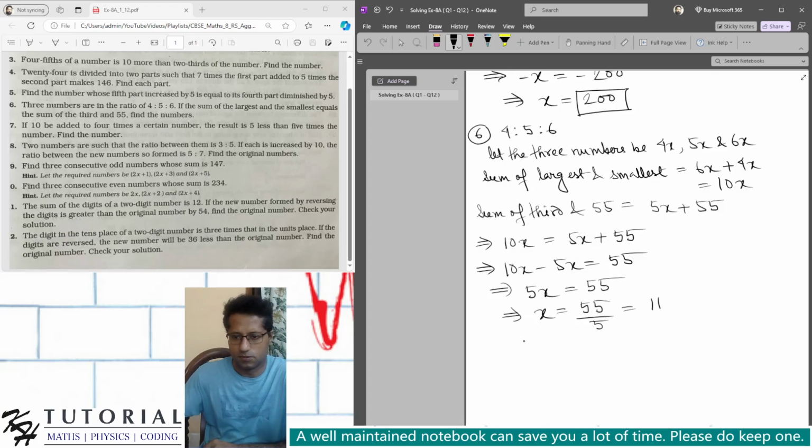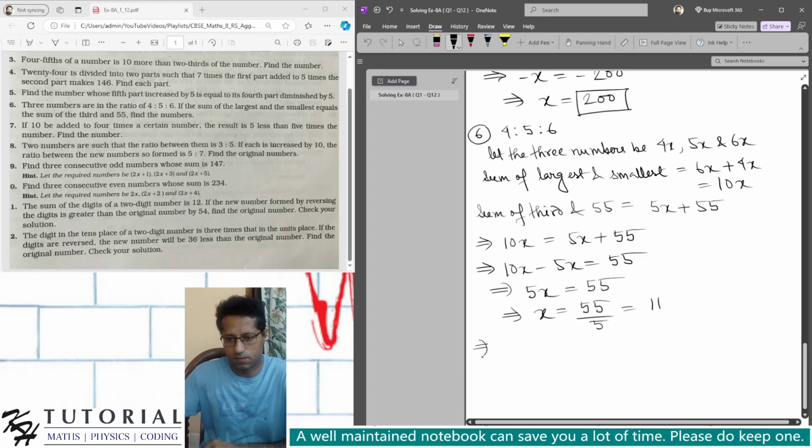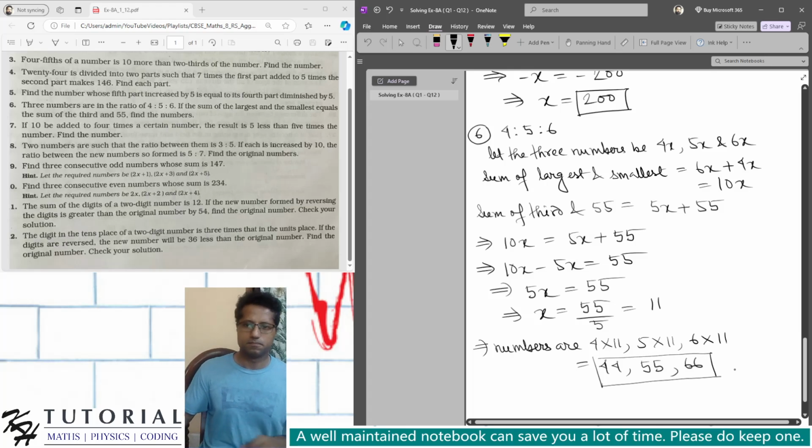Find the numbers. Hence the numbers are actually 4x, 5x, and 6x. So the numbers will be 4 into x, x is found to be 11. So 4 into 11, 5 into 11, 6 into 11, which is equal to 44, 55, 66. So these are the three numbers.